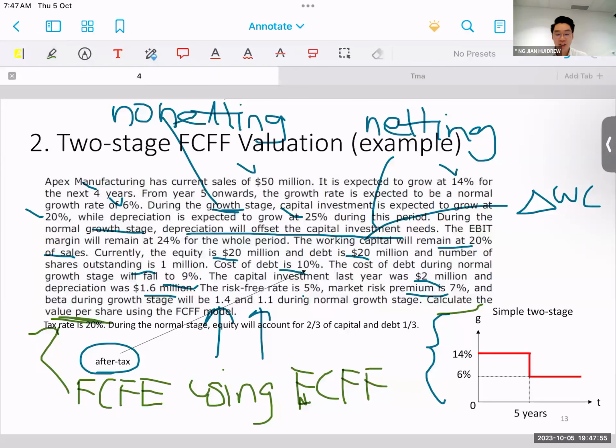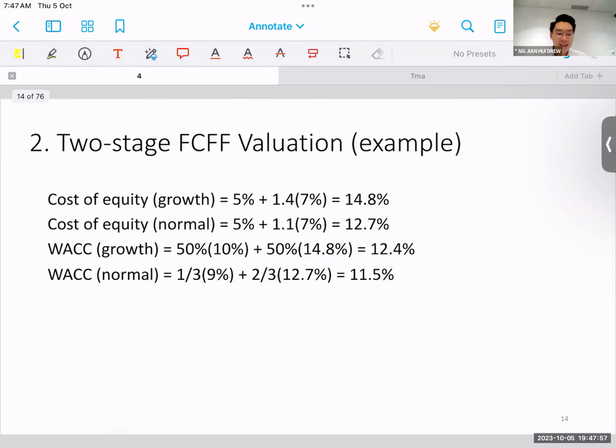Okay, so we have dissected a question. Now let's do the simplest component of this question first. Let's calculate the cost of equity and the WACC, right? So we know that at the high growth stage the beta is 1.4 because it's more risky, right? More systematic risk. So we have 1.4. Normal growth is 1.1. Less risky now, less systematic risk. And we do the WACC now, right?